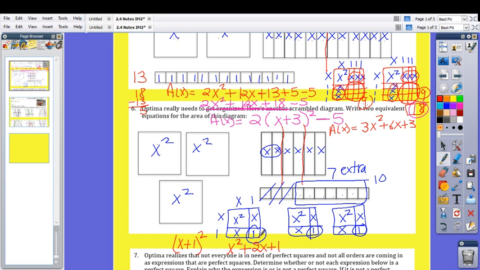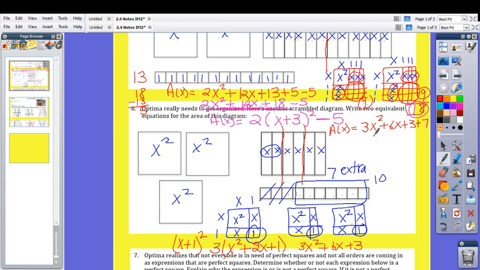So I did times 3 because there are 3 of them. 3x squared, 3 times 2 is 6x, and then 3. So this is what we wrote down. When we have this, we only use 3, so we have 7 extra, so we will say plus 7.